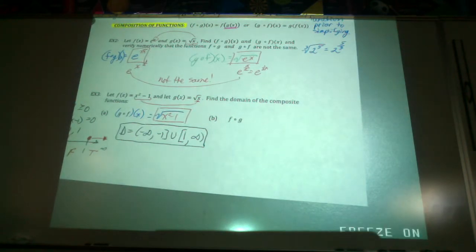You do f of g. So it's in reverse. You start with f, and wherever there's an x for f, you put the g function into f. So you do it on your own. Let's go.